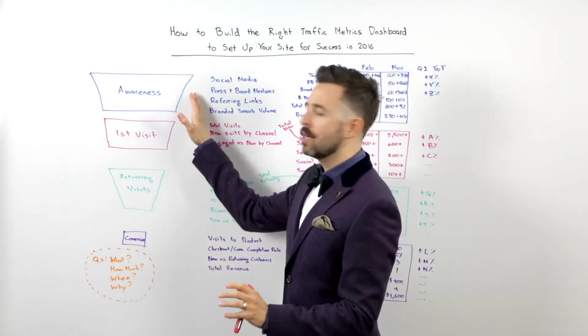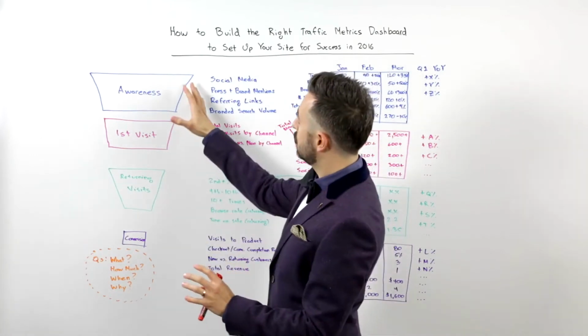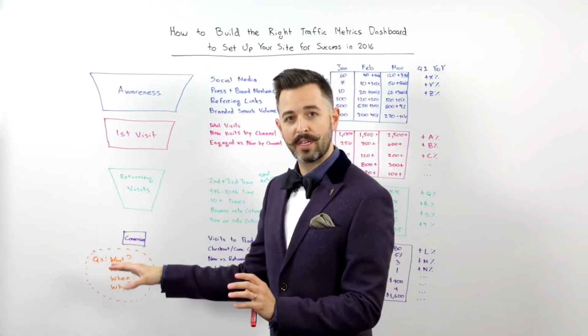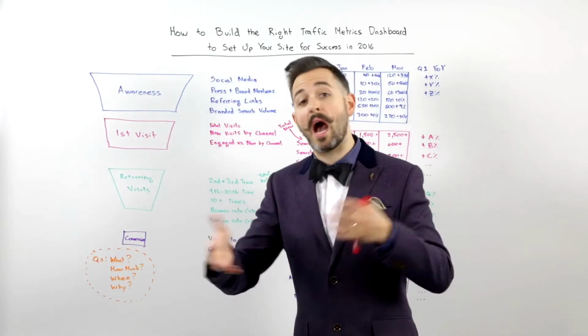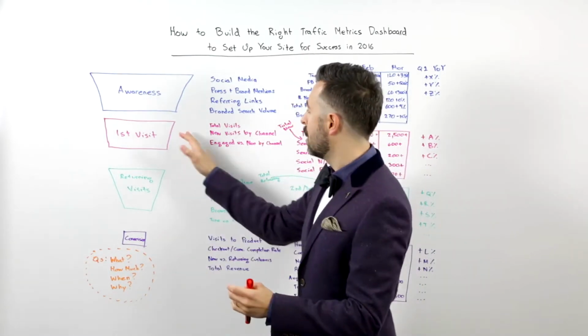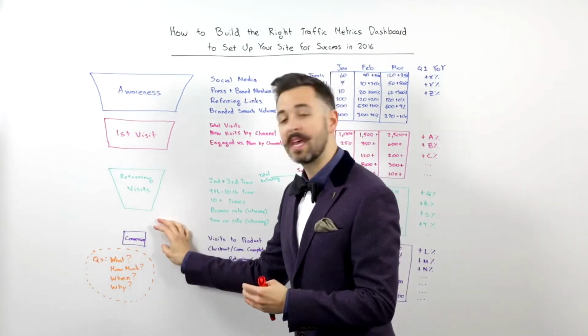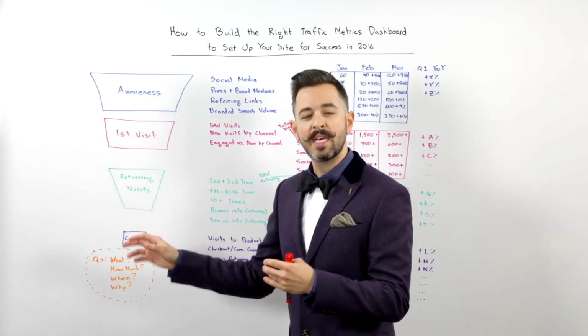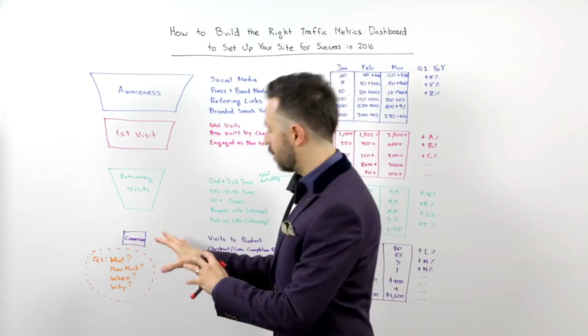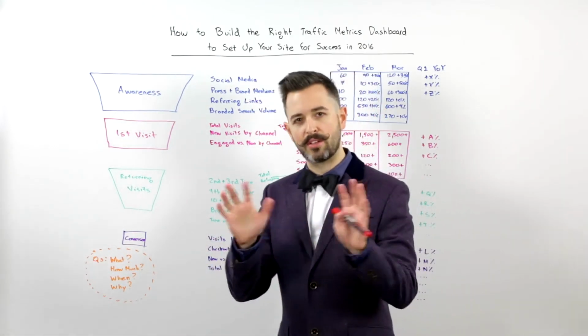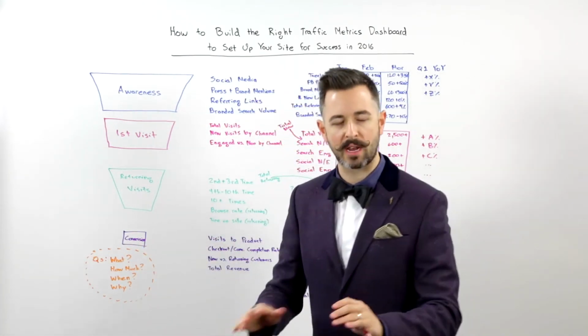So let me start with awareness. We've got our classic web marketing funnel here, right? It goes from awareness to I've heard of your brand, I know something about who you are, I first visit your website, I make returning visits to your site, I make a conversion at some point, and then what happens from there is very individually tailored, and so I won't get into retention marketing and retention analytics here.